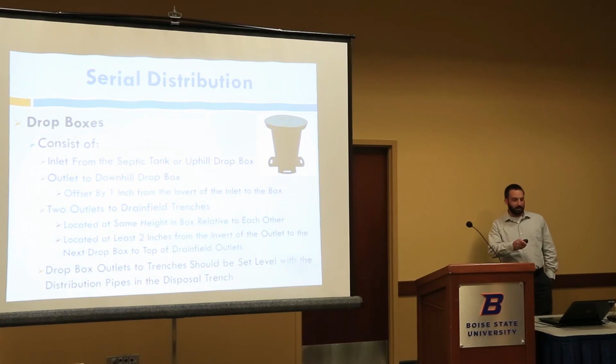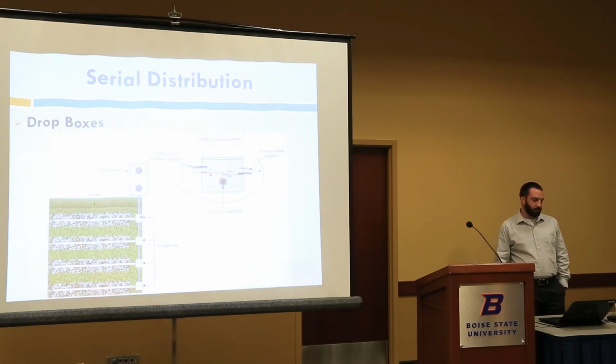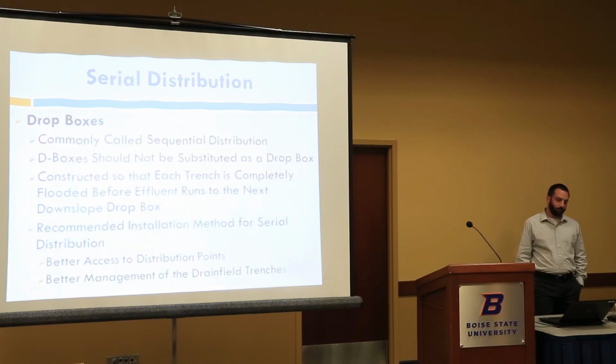I'm not going to have time to get to it, but in the serial distribution section of the TGM, there's a real good layout of what a drop box looks like in terms of where those inlet and outlet heights are, and that's it here. So there's that diagram from the TGM. It just shows the elevation differences on those effluent pipes.